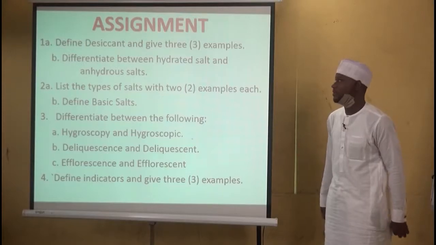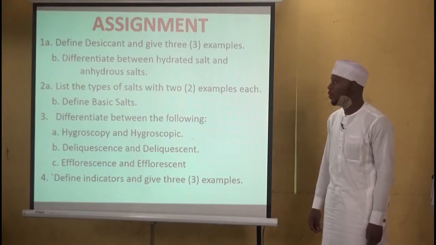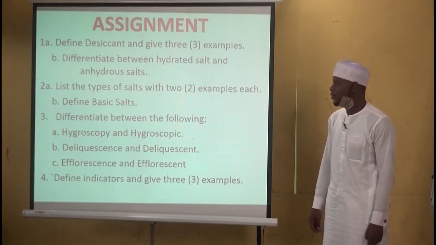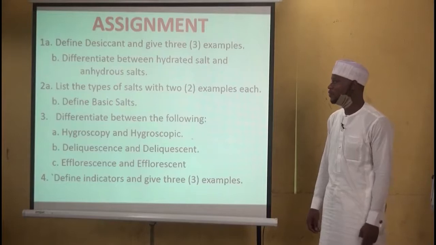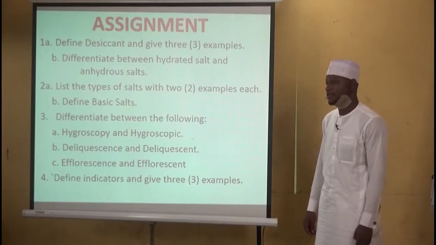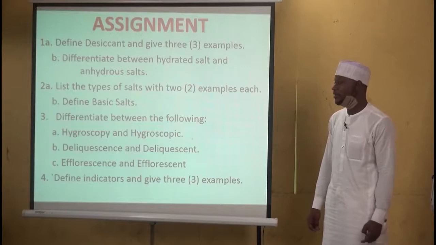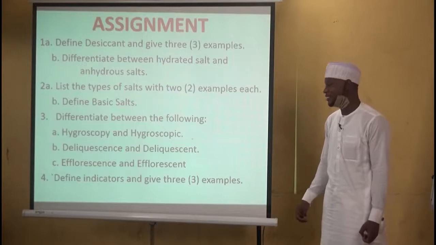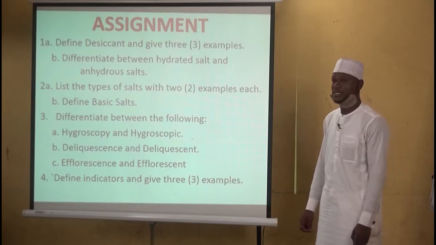I'll take the questions again. Question 1A. Define desiccant and give 3 examples. 1B. Differentiate between hydrated salt and anhydrous salt. Question 2A. List the types of salts with 2 examples each. 2B. Define basic salt. Question 3. Differentiate between A. Hygroscopy and hygroscopic substances, B. Deliquescence and deliquescent, C. Efflorescence and efflorescent. And then question 4. Define indicators and give 3 examples each.